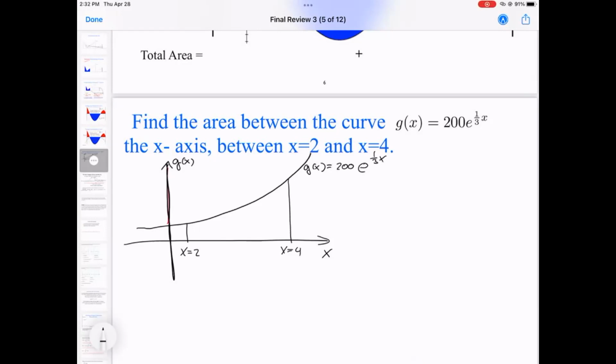Right, how can we do that? What would be the formula which calculates this? Can you set up a formula which would calculate the area? It is the integral from where to where? From 2 to 4 of what? 200 e to the 1/3 x dx.